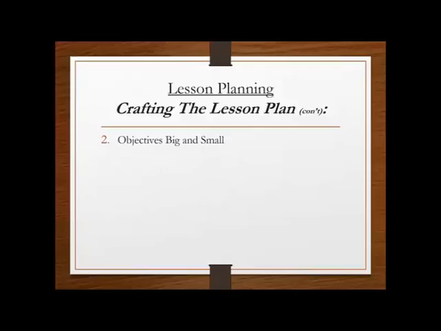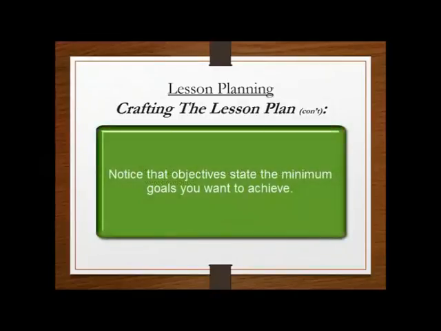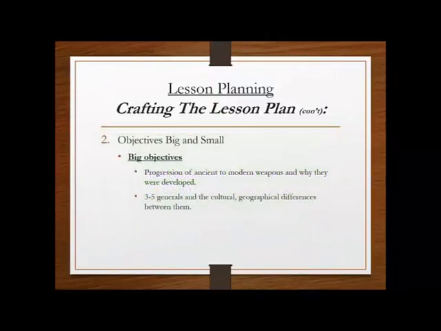Now we have to think about our objectives, the big and the small objectives. Our big objectives, the concrete example from our weapons study class again, was a progression from ancient to modern weapons and why they were developed. We had at least 3 to 5 generals that I wanted them to remember. Now, not that we covered only 3 to 5 generals, we covered more than that, but I wanted them to remember at the end of the entire thing 3 to 5 generals, the cultural and geographical differences between those.